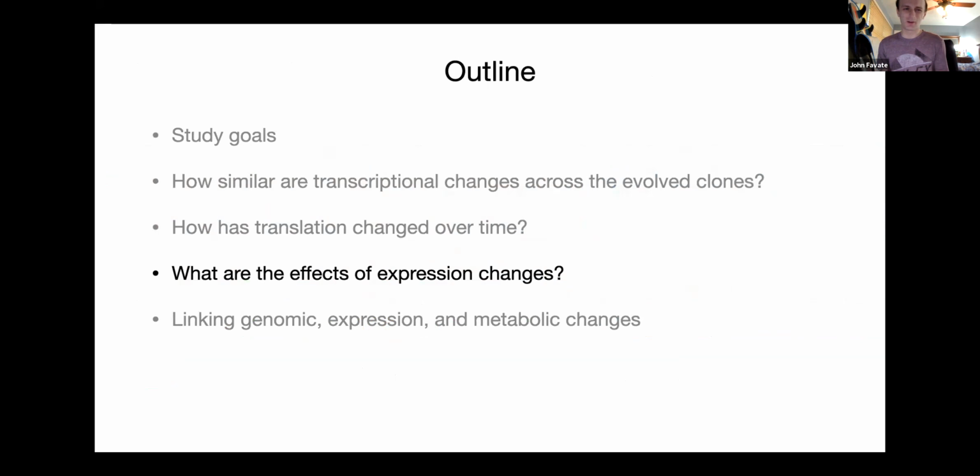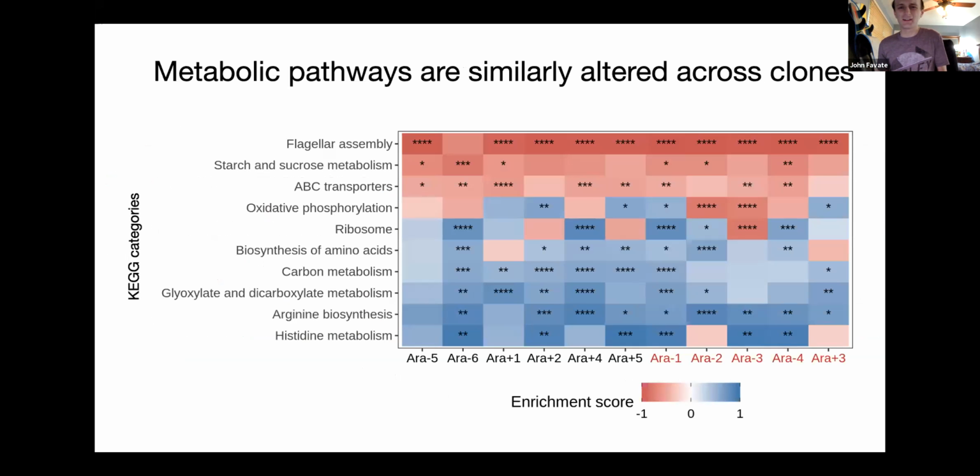So we've seen some expression changes, but what do they do? To figure that out, we did GO and KEGG searches and things like that. And it turns out there's a good level of parallelism here, and it goes up as we go down the hierarchical chain, that there's a lot of metabolic pathways that are similarly altered across the clones. So here I'm just giving you an example of some of them.